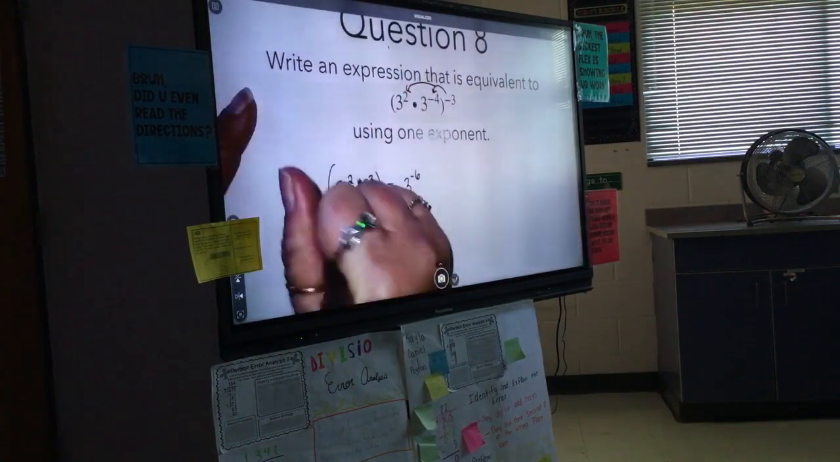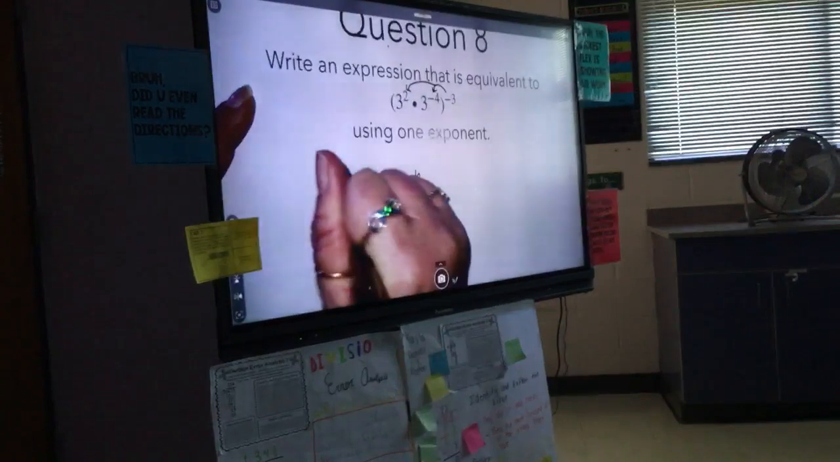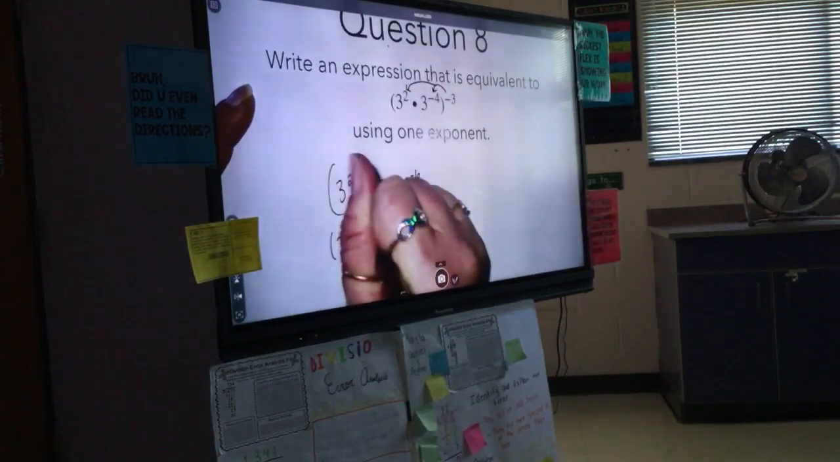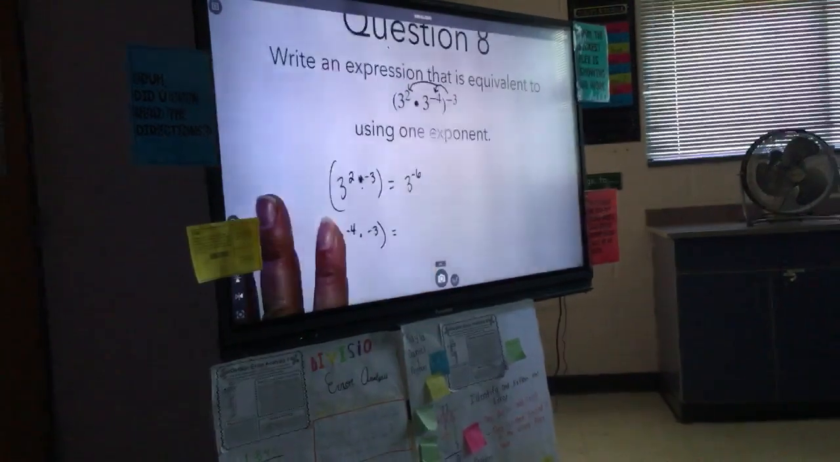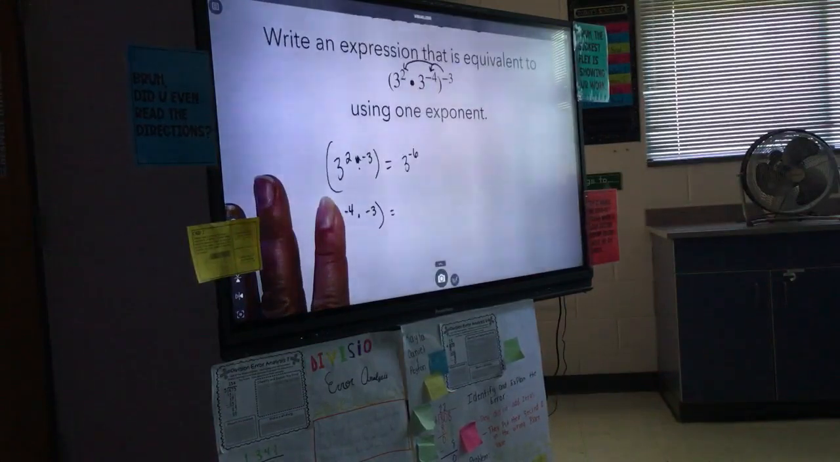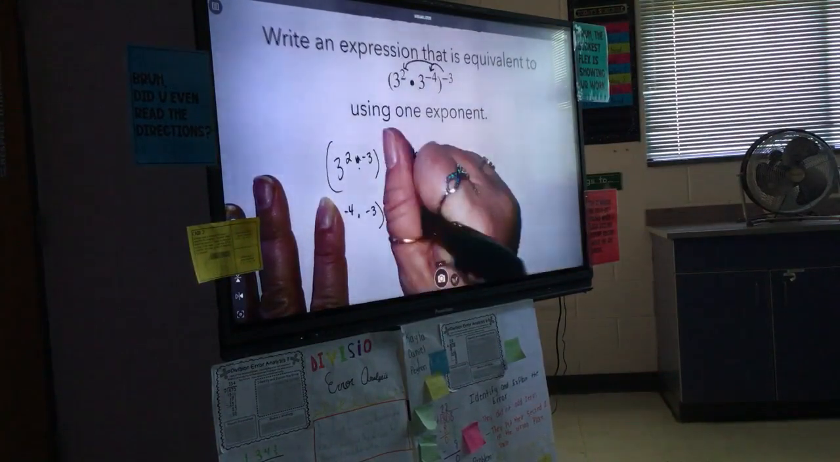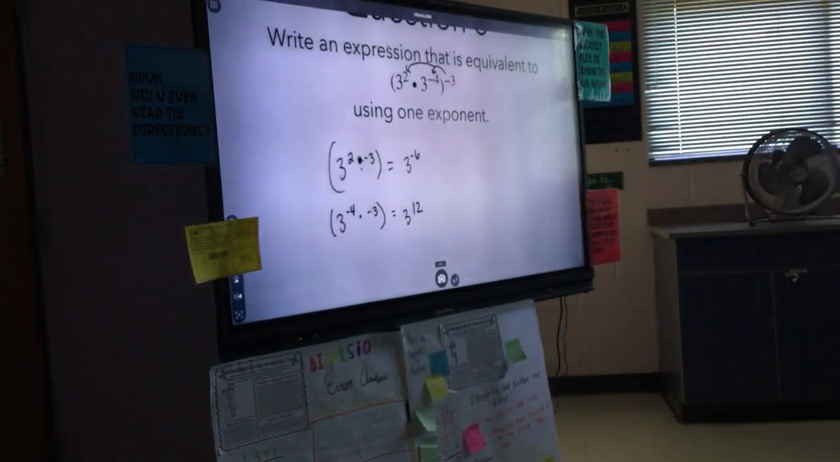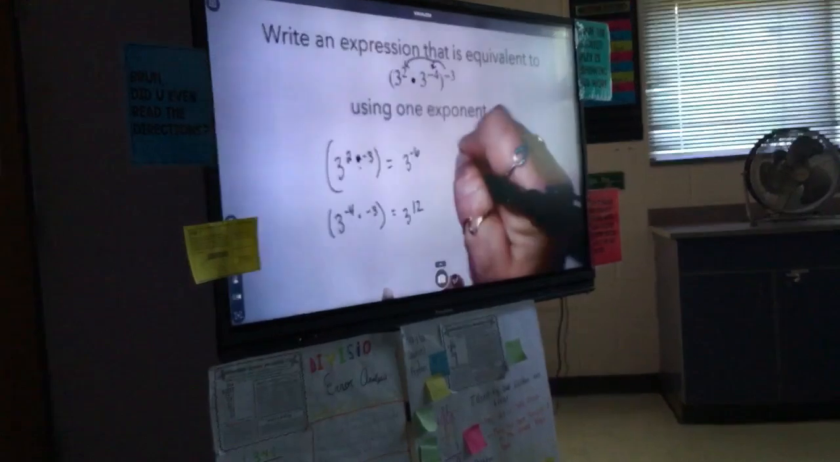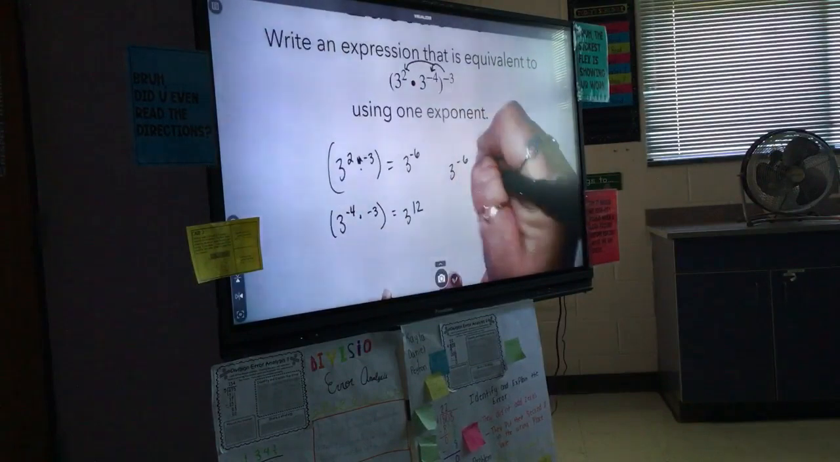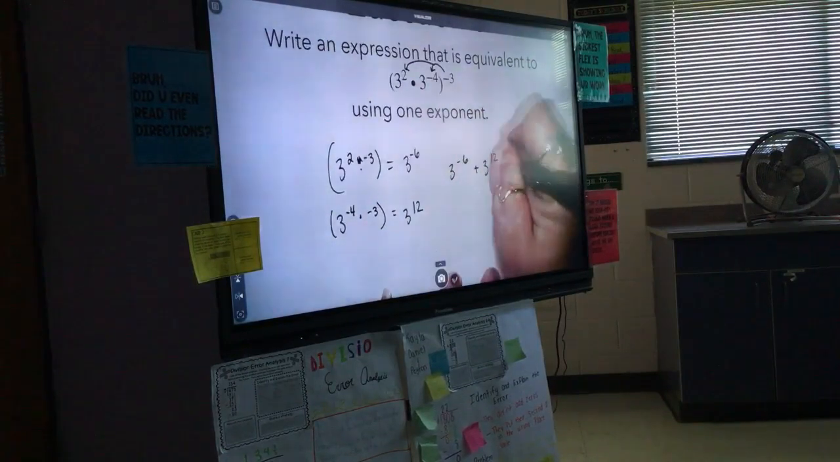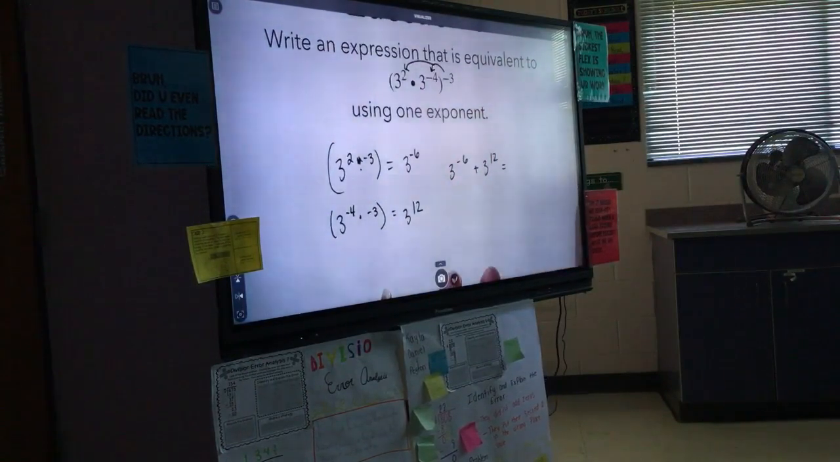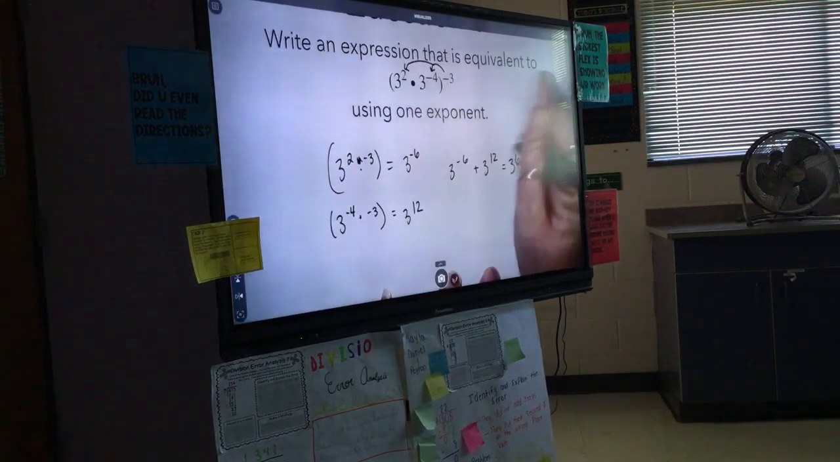So I do the same thing here. That's negative 4 times a negative 3. Again, I'm just looking at my exponents, negative 4 times a negative 3 gives us a positive 12. All right, and then from here, what do we do? You add your exponents. And I end up with what? 3 to the 6th.